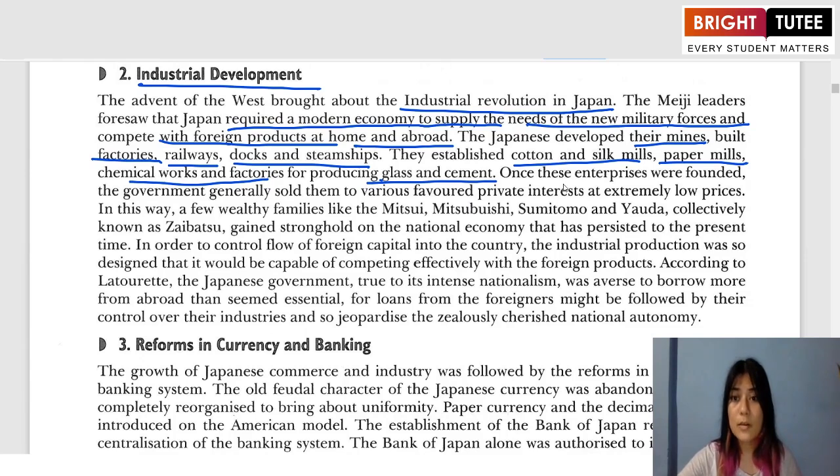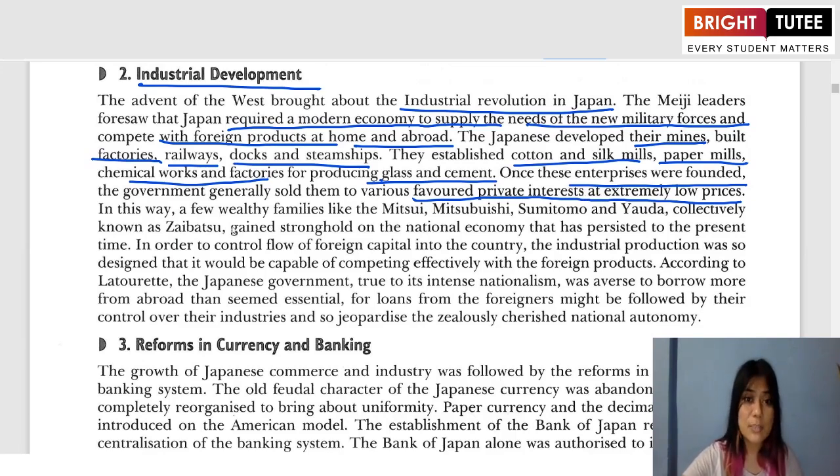Once all these factories and enterprises were founded, the government generally sold them to various favored private interests at extremely low prices. Now these were sold to private enterprises, private companies which the government favored, at extremely low prices.